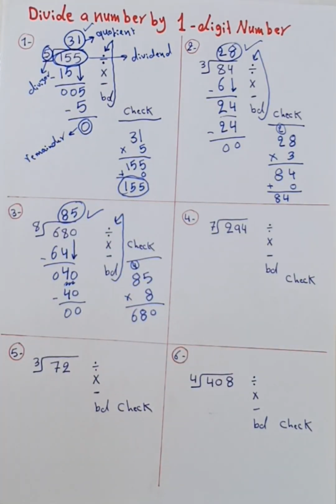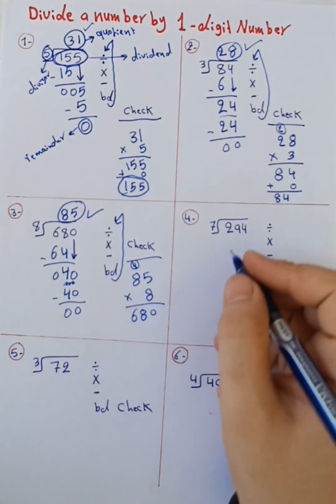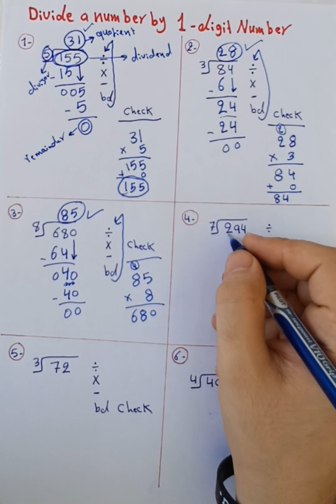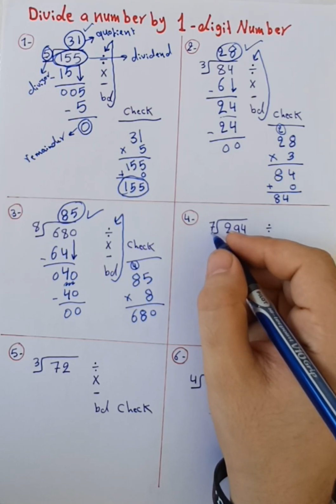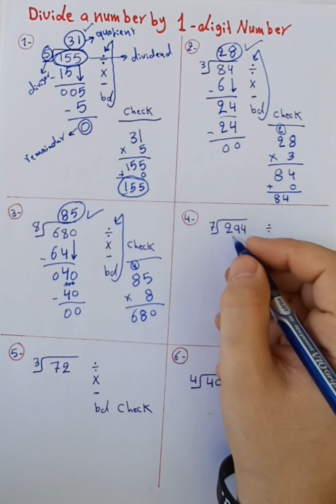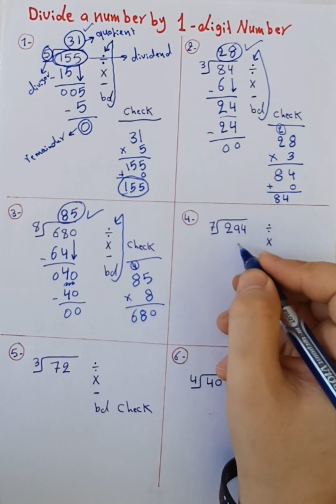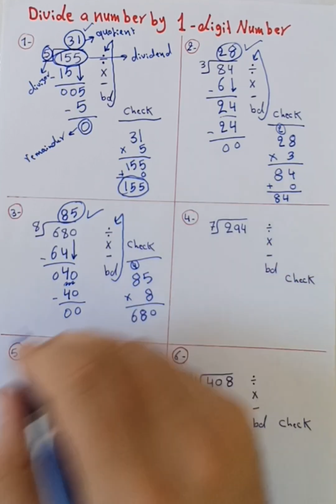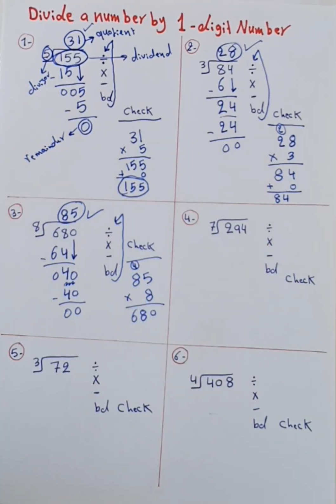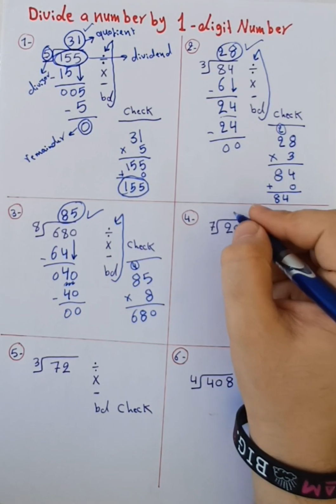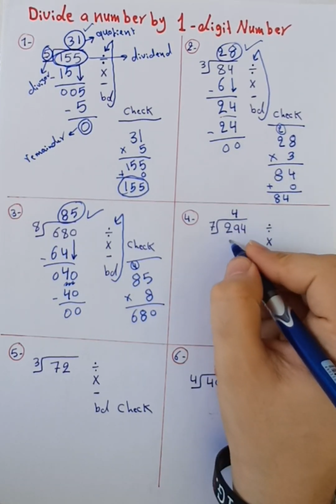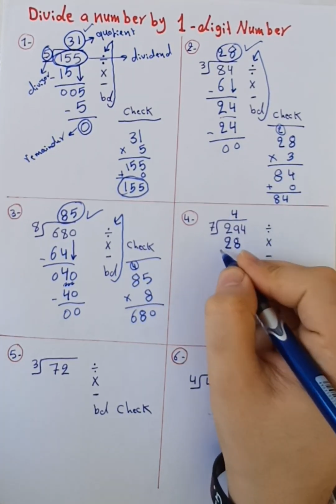Example number 4. We have 294 divided by 7. We have to start from this 2. 2 divided by 7, we don't have any 7 in 2, so we have to take these two numbers. 29 divided by 7, it means which number multiplied by 7 is close to 29? 4 multiplied by 7 equal to 28. 28 is close to 29.